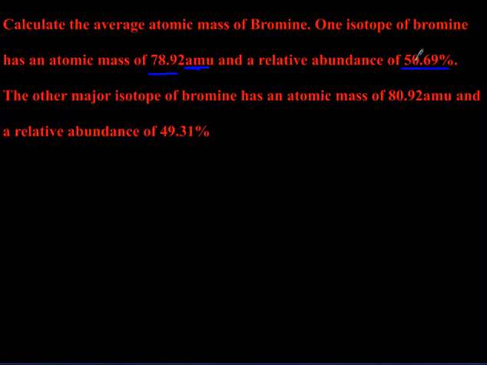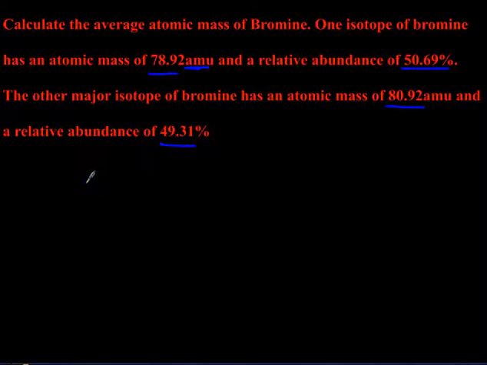So what this means is if you had 100 atoms of bromine, 50.69% of them are going to have this mass. The other major isotope, or version, of bromine has an atomic mass of 80.92 AMUs and a relative abundance of 49.31. Notice that these two percentages add up to 100. They always should. No matter how many different isotopes you have, the percentages should always add up to 100.